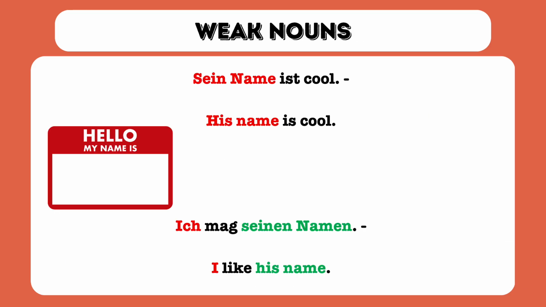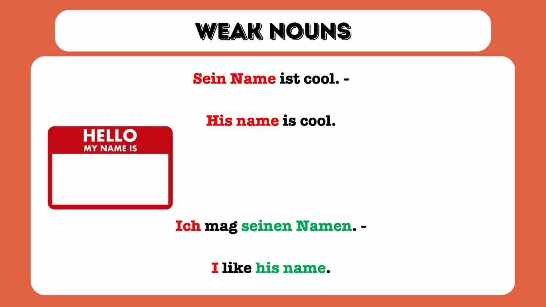Here are a few examples of how this might actually show up in a sentence. Sein Name ist cool. His name is cool. Ich mag seinen Namen. I like his name. You'll notice that the word itself did not change. We're still saying the word name, and we're still saying his name in this sentence. But because the first one is highlighted in red, we know that it is the subject of the sentence, and so we just say sein Name. That's in the nominative case for a masculine noun. So sein does not get an ending, and Name stays Name.